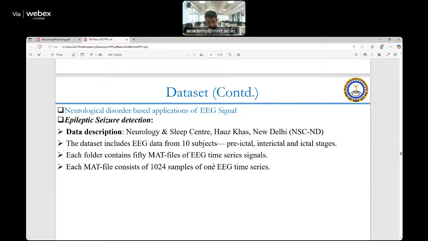Regarding data sets, another data set available is the Indian data set. Here, the neurology and sleep center is involved. That also provides EEG data from 10 subjects, in pre-ictal, interictal, and ictal stages. Each folder contains 50 MAT files of EEG time series signal. Each MAT file consists of 1,000 samples of one EEG signal time series.